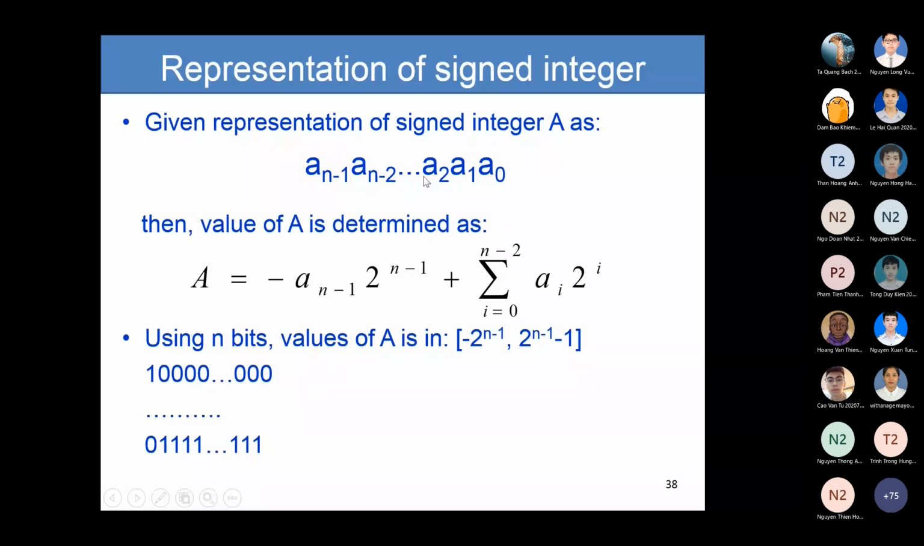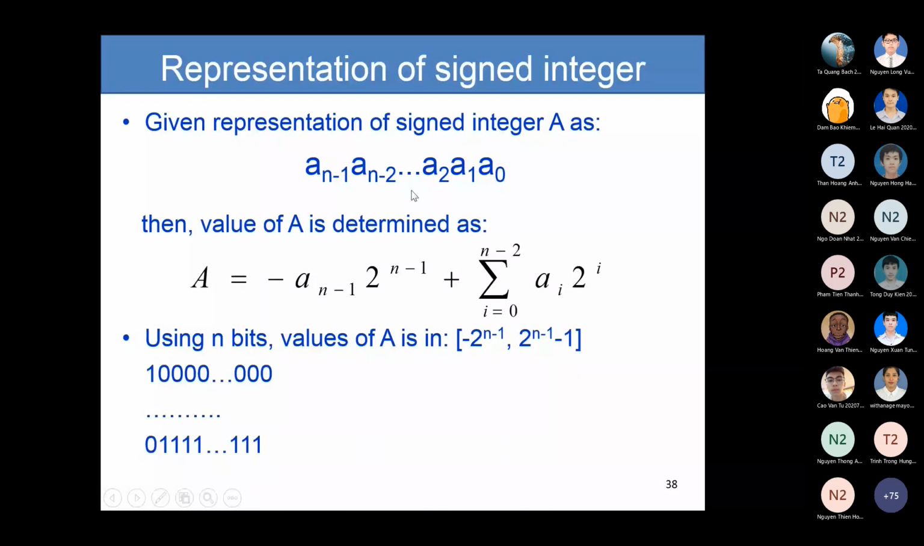Because A is the signed integer, right? So the first bit, the bit a subindex n minus 1, is the sign bit. It is used to represent the sign of the integer. So if a n-1 is 1, this is a negative number. If it is 0, it will be a positive number.